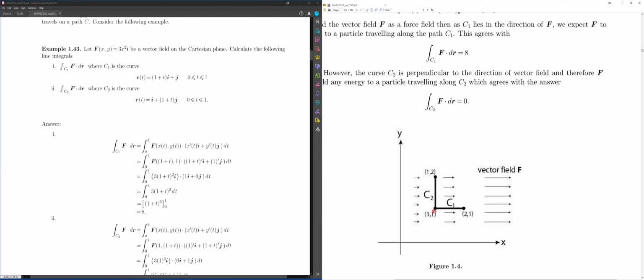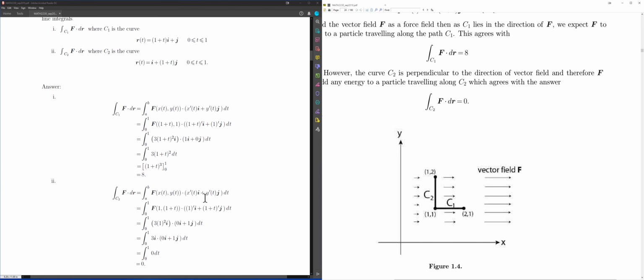So you'd expect that the work done going from here to here would be positive, and that actually agrees with the answer over here. The answer, remember, is supposed to be 7. So your work done going from here to here would be equal to 7 for this vector field. Okay, so that's for this first one.